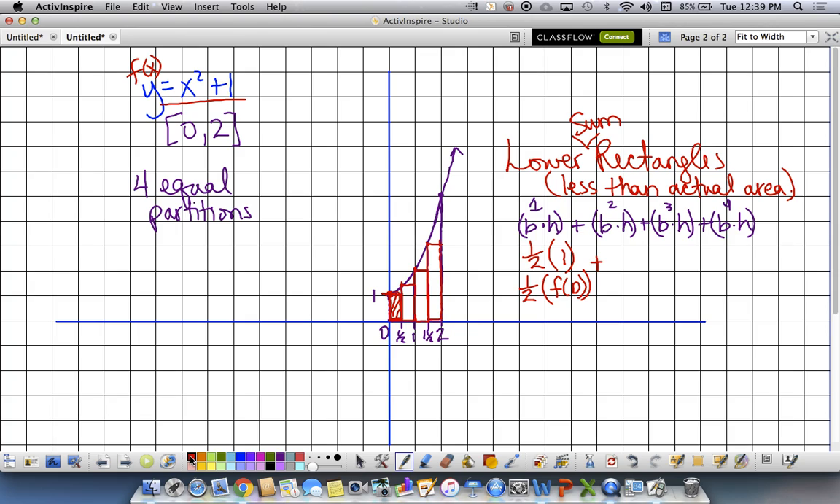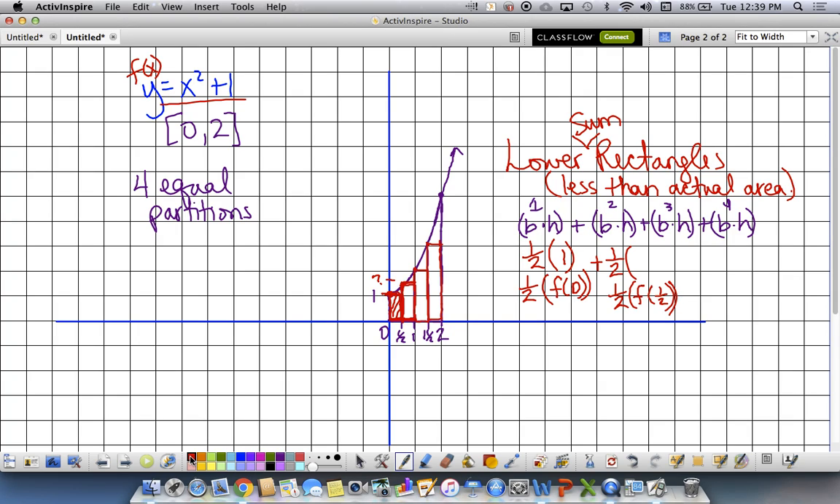In the next one, what about my base in the next rectangle? It's a half again. But what is the height this time? This one's a little bit harder to find. I don't know what my y value is. But can I find that out? So it's going to be 1/2 times f of, what's our x value going up to? F of 1/2. So what in the world is f of 1/2?